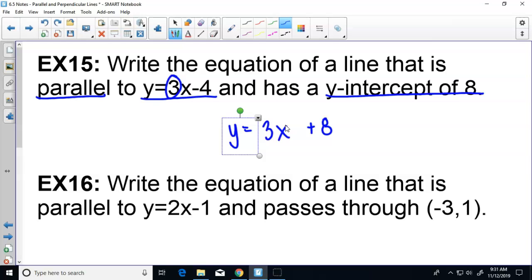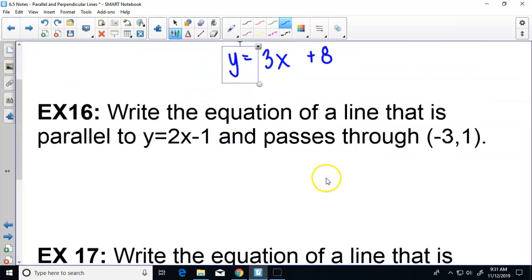Because do they give you the y-intercept on 16? They do not. Okay, 16 says write the equation of a line that is parallel to y equals 2x minus 1 and passes through negative 3, 1. So, this one's not as easy because they don't give you the y-intercept. But, do they give you the slope? Pretty much. What is the slope, Aiden?